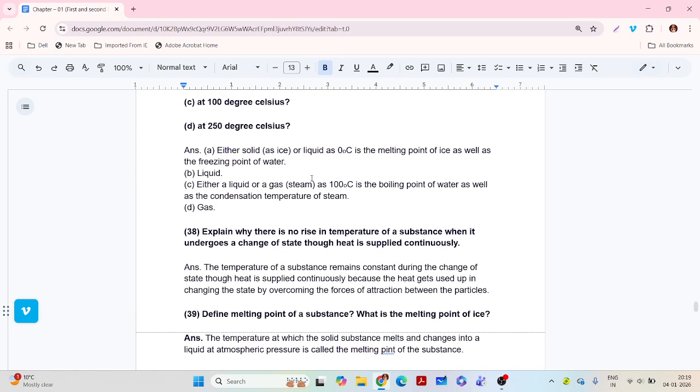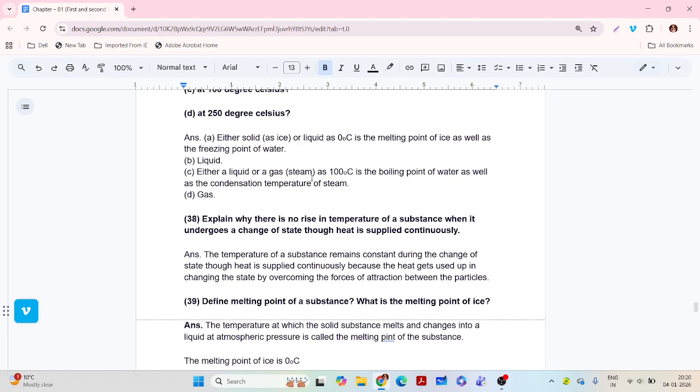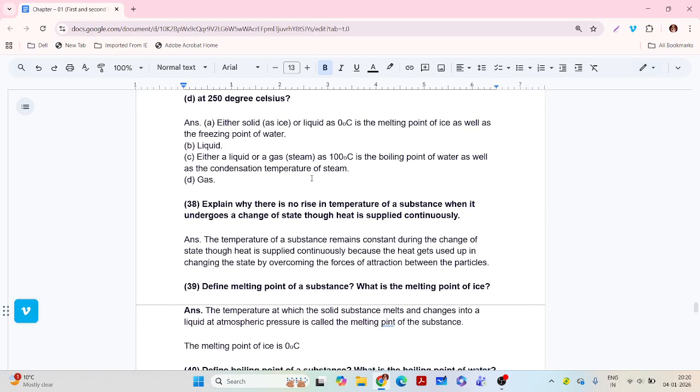Define melting point of a substance. What is the melting point of ice? The temperature at which a solid substance starts melting into liquid at atmospheric pressure. At which pressure is the melting point defined? Atmospheric pressure. That we will call the melting point. And the melting point of ice is 0 degree Celsius.